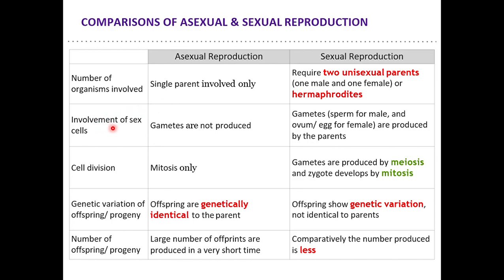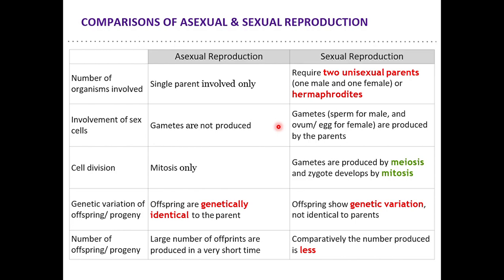And then involvement of sex cells. In asexual reproduction, there are no gametes produced. In sexual reproduction, 2 types of gametes, sperm for male and ovum or egg for female, are produced by the parents. In terms of cell division, asexual reproduction only involves mitosis, while sexual reproduction involves meiosis to produce gametes and mitosis in the development of the zygote.